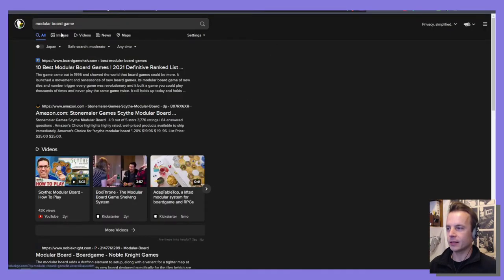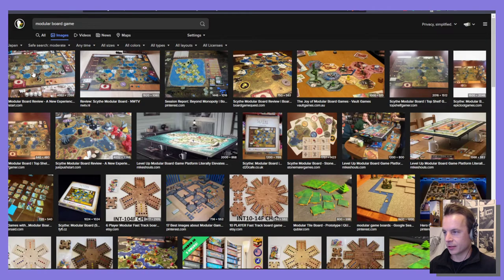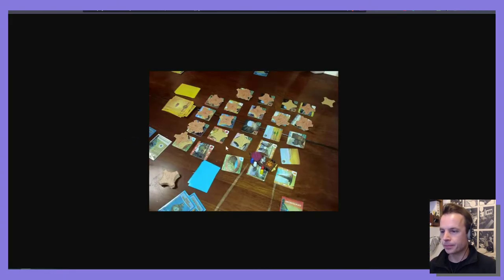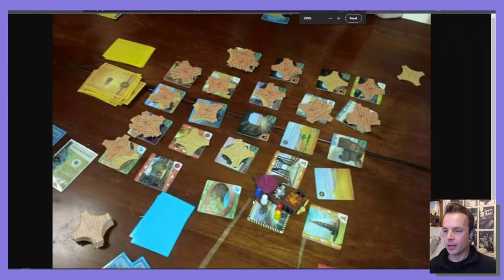Like Catan. Yes, and oh wow, Scythe. Okay, so Scythe. What else have we got here? What's this? Oh, okay. Turn the music off for a moment, if you're looking at my screen. This game is called Forbidden Desert. So it might be a little bit small, but essentially... the thing itself is small.